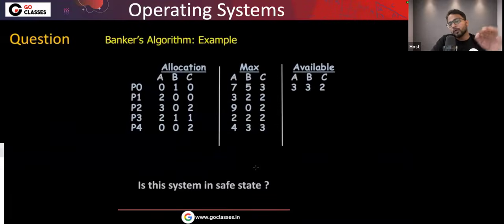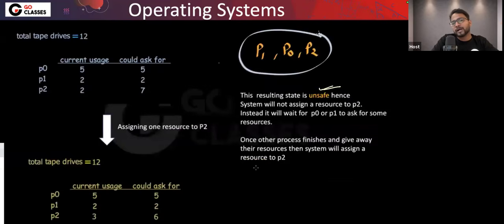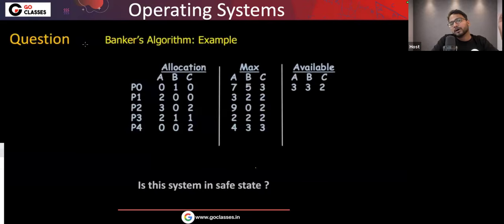Now let's solve a question which deals with multiple types of resources. Earlier it was just tape drive, just one type of resource, for example 12. Now I am dealing with multiple types of resources, which means A, B, C are the three types. Now I need to check whether this system is in a safe state or not. So what do I need to calculate? I need to first calculate need. Max is not required for us.